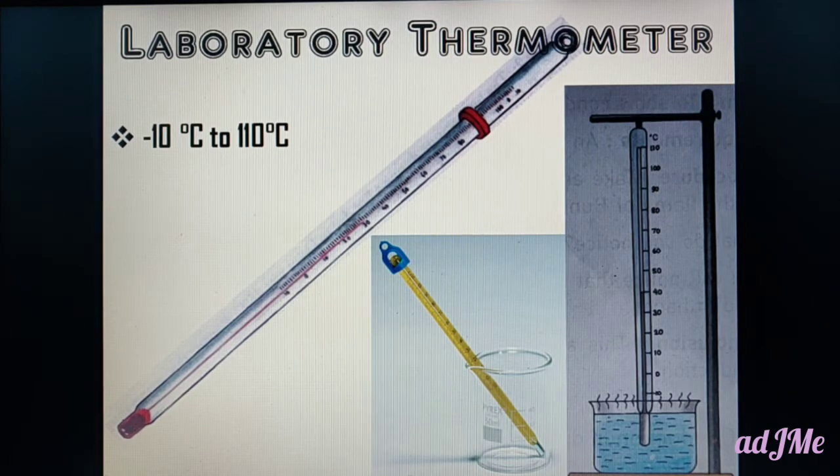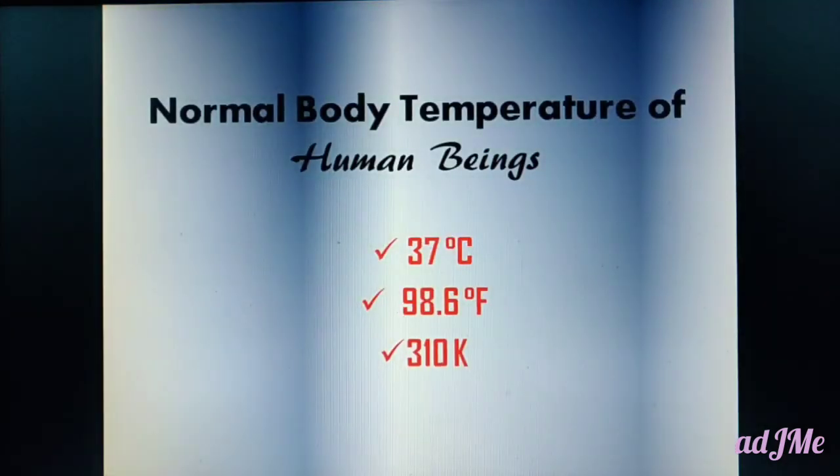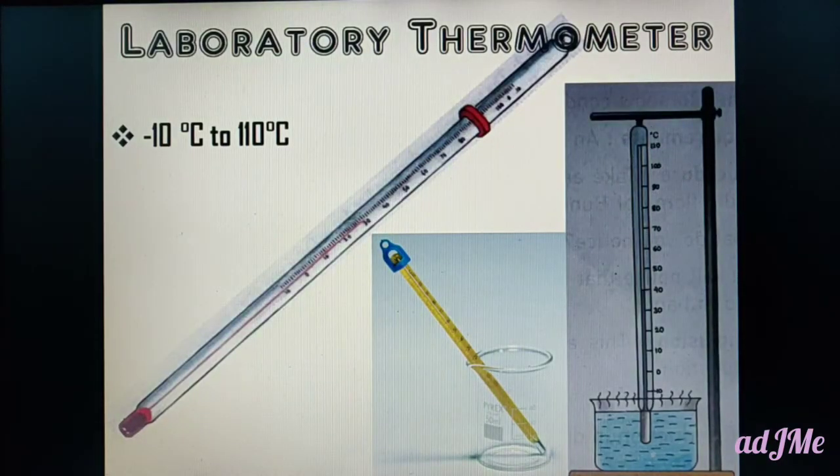So hence we have the range from -10 to 110 degrees Celsius, which is much wider compared to that of a clinical thermometer. As you all know, a clinical thermometer is just 35 to 42 degrees Celsius or 94 to 108 degrees Fahrenheit, but it is not so in a laboratory thermometer. In Celsius it is -10 to 110.